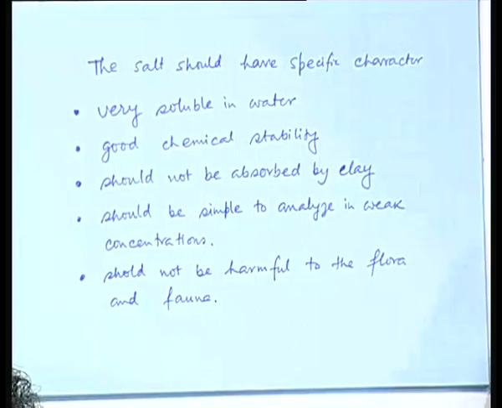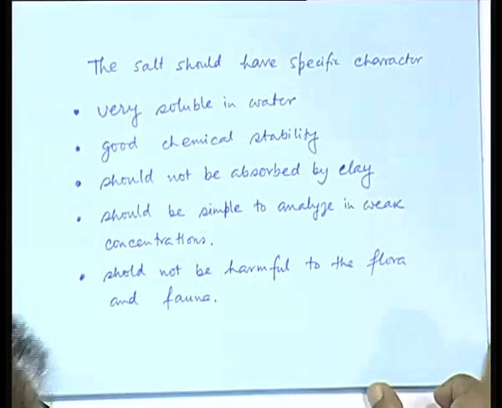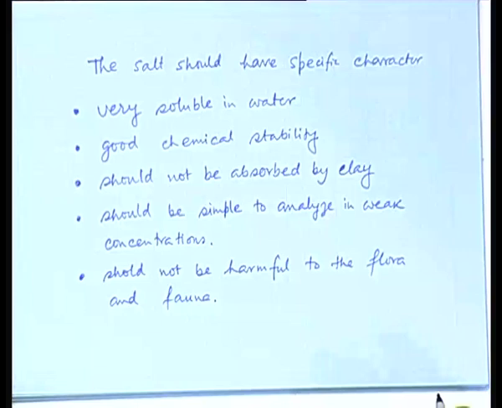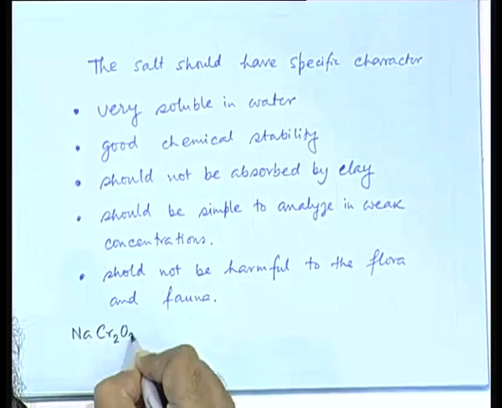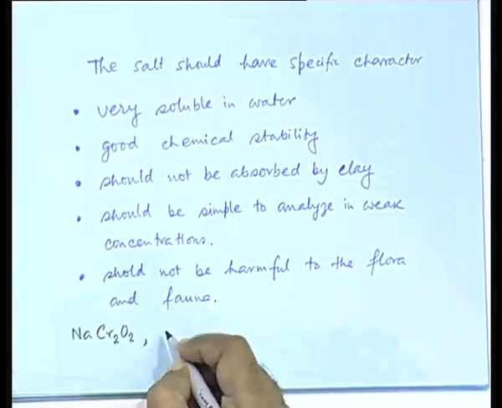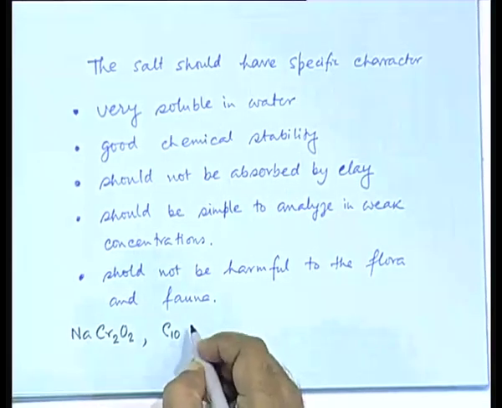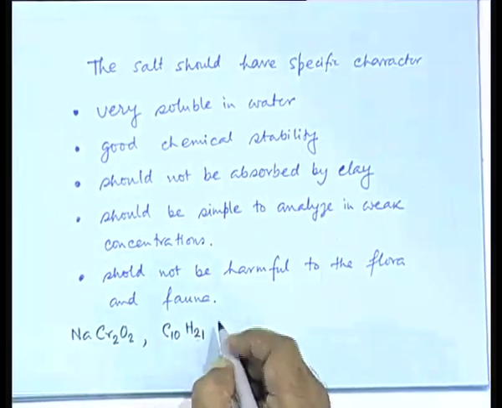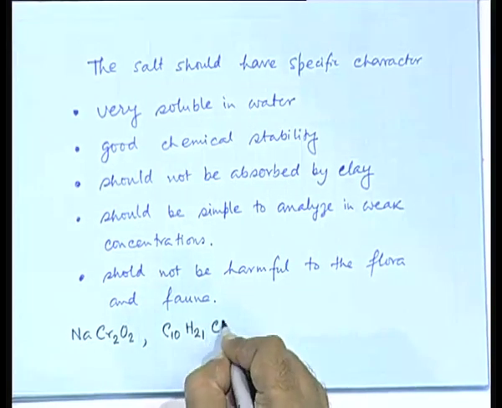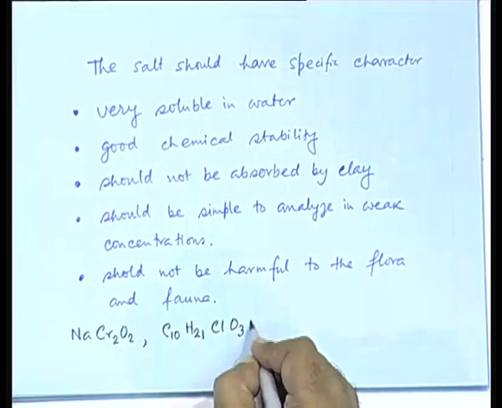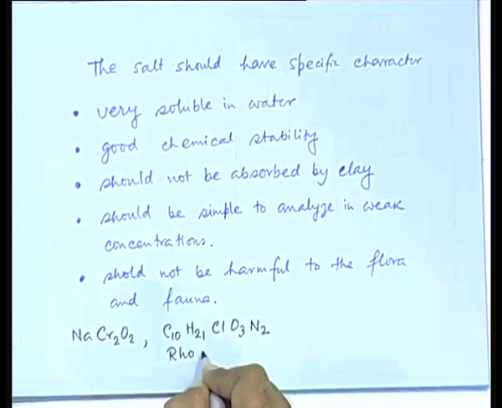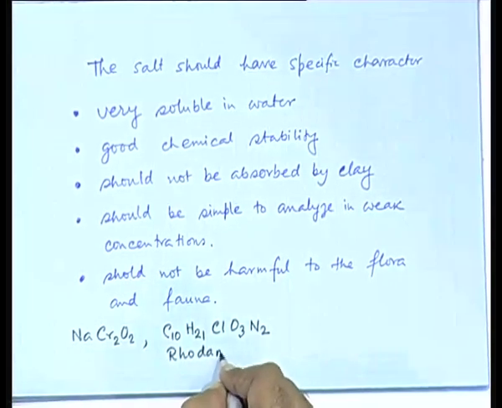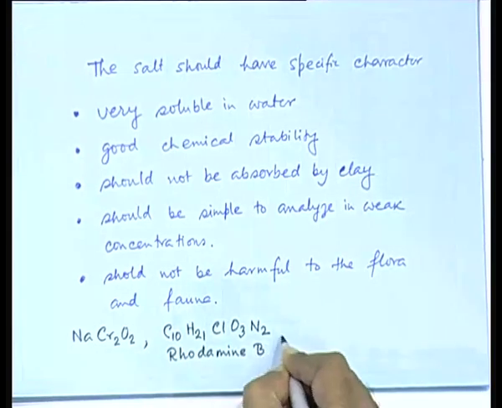Now, there is a class of salts that have been found to satisfy this. So, they have been in regular use for this purpose. For example, there is NaCr2O2, and there is C10H21ClO3N2. This is called rhodamine B.